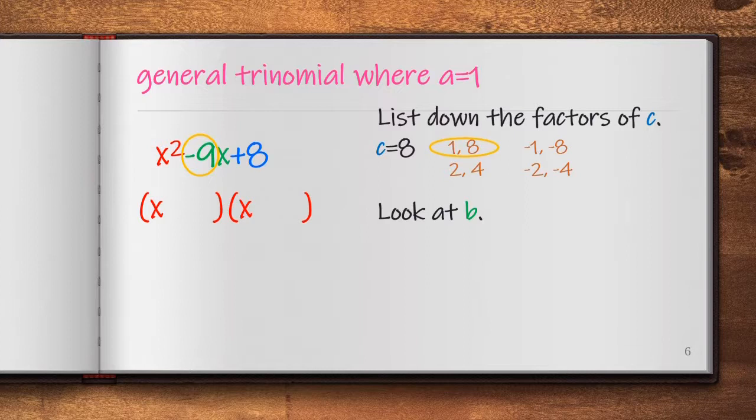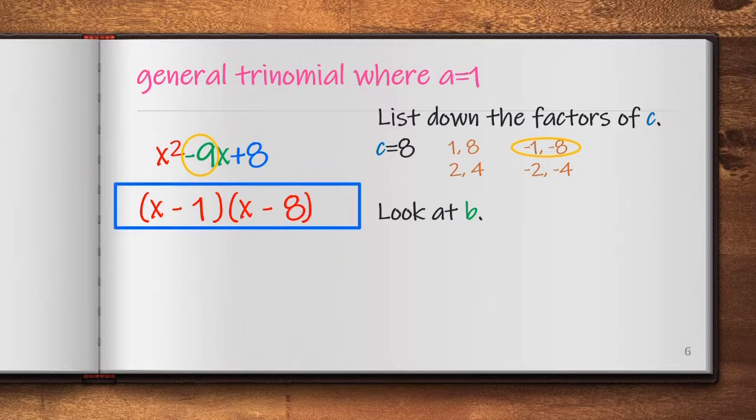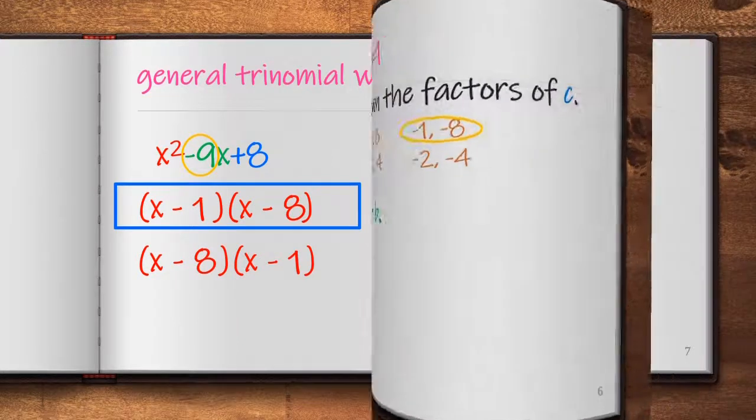1 at 8 ba? That's positive 9. 2 and 4 ba? That's positive 6. -1 at -8. Yes, that will sum up to -9. So we will choose -1 and -8 as the partners of the x variables in our factors. So the factors are x minus 1 and x minus 8. They can be interchanged.